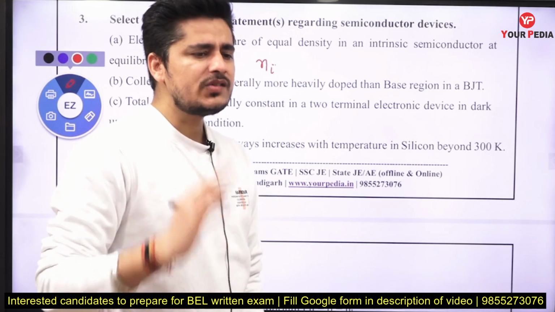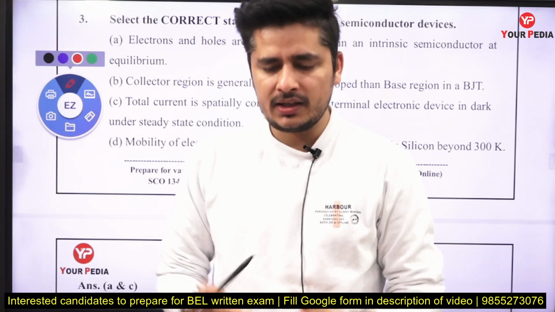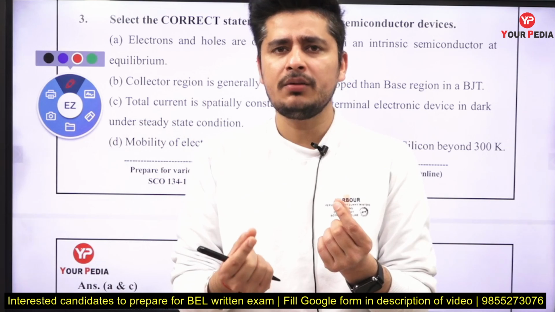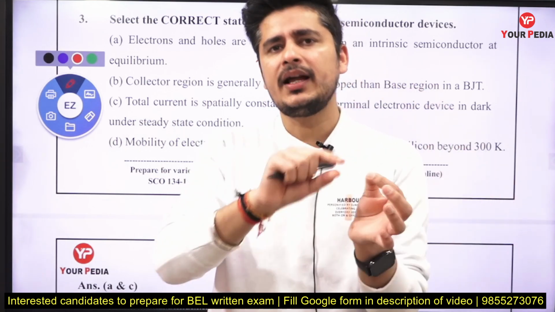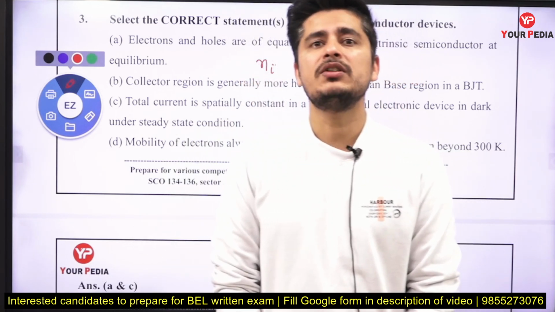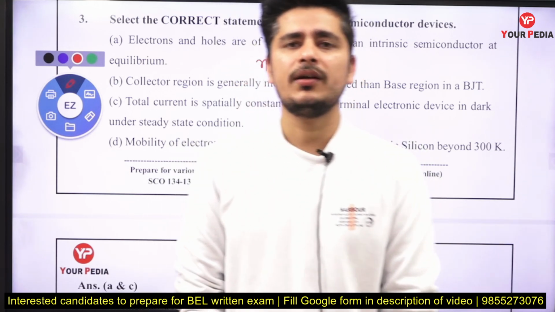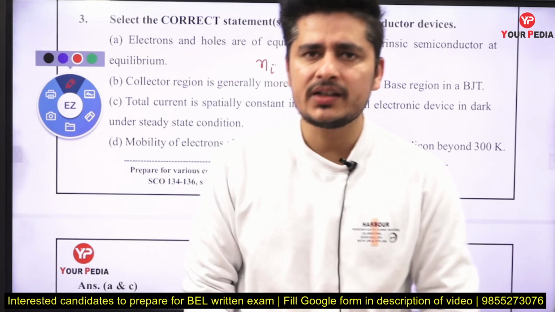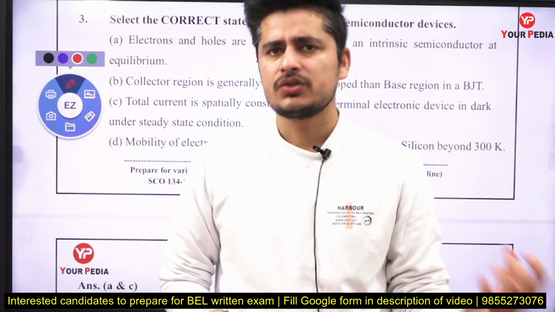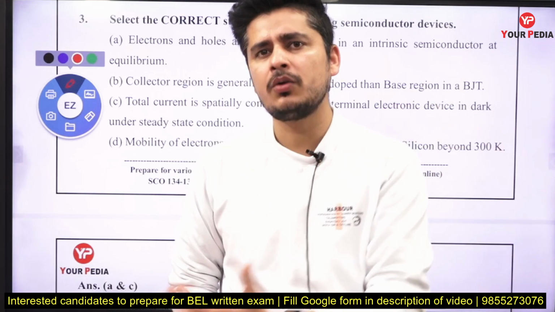Remember one thing. How do you make an intrinsic semiconductor? There is no impurity. So in a semiconductor, if you increase the temperature, the covalent bonds will break. When one covalent bond breaks, one electron is free and that electron leaves behind one hole. So whenever one covalent bond breaks, it generates one electron and one hole. If one covalent bond breaks, one electron-hole pair is generated. If 1000 covalent bonds break, 1000 electrons and holes are generated.